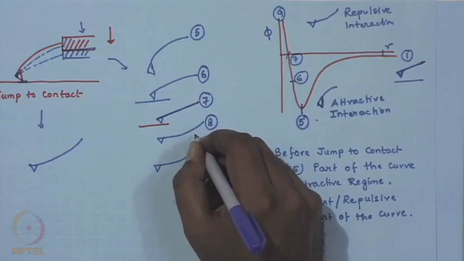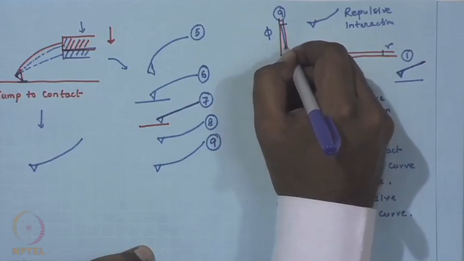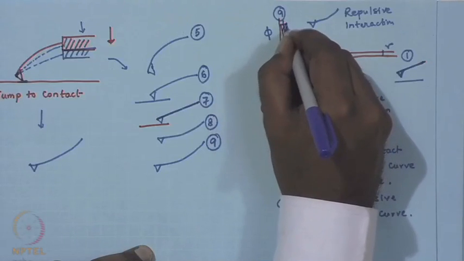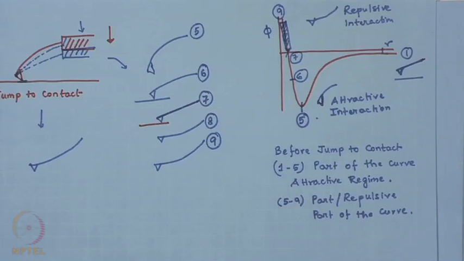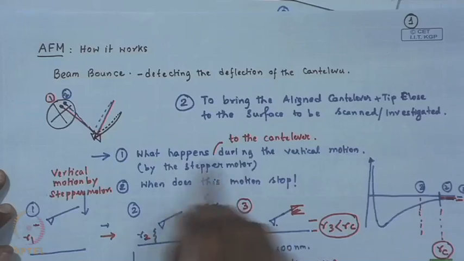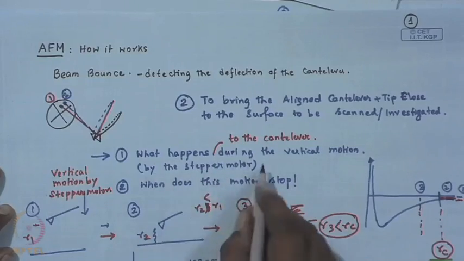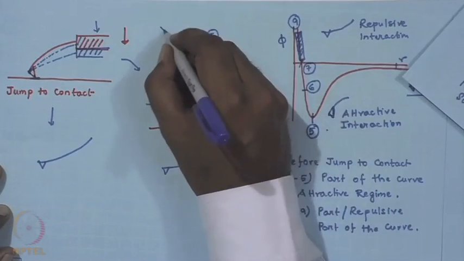So, once it crosses position 7, it is in the net repulsive regime, and the shape of the cantilever changes like this. Okay, so this is the sequence of approach, the answer to the first question we posed: what happens to the cantilever during the vertical motion by the stepper motor. This is how the deflection of the cantilever gradually changes.